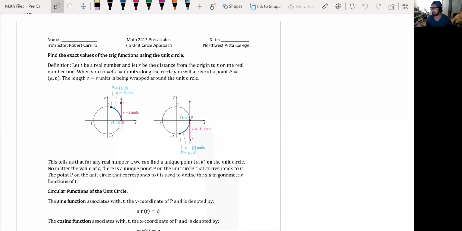So the first 3 pages of these notes is going over everything we have learned for the past 3 sections: how to find the 6 trig ratios given a point on the terminal side of an angle or given a point on the unit circle. So today's about finding the 6 trig ratios given a point on the unit circle.